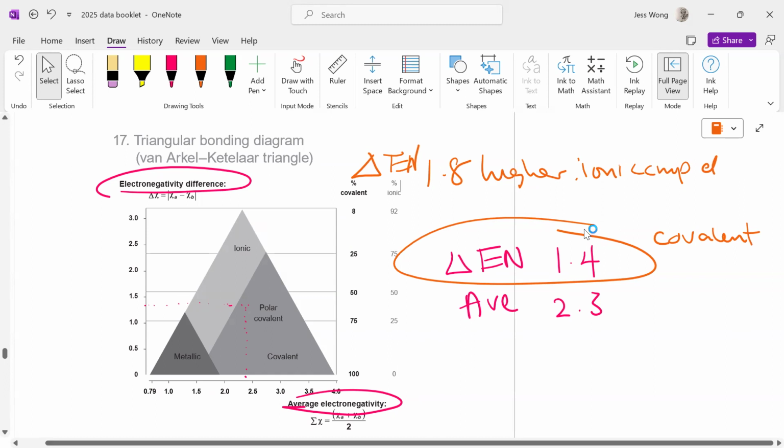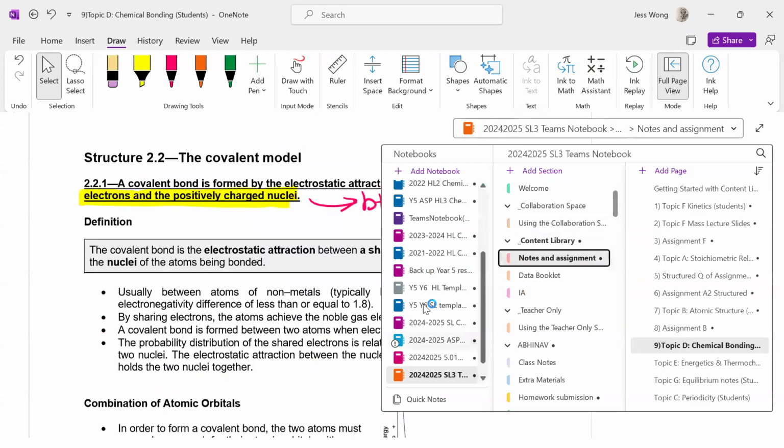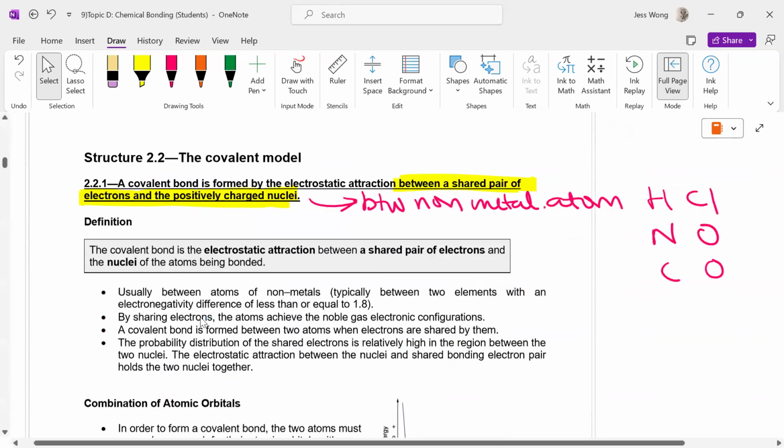Another way is just to look at the delta EN difference, okay? And any delta EN less than 1.8 will not be an ionic compound. All right, so that's how you can work it out, because now, besides non-metal and non-metal atoms bonding together, we can have metal and non-metal atoms bonding together, and they are classified under covalent compounds. So we will have to do the classification first.